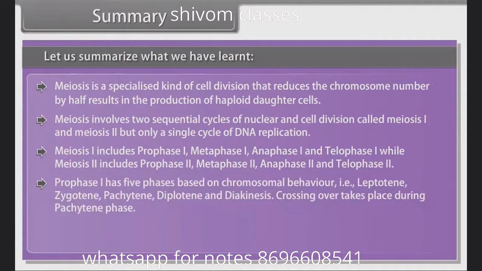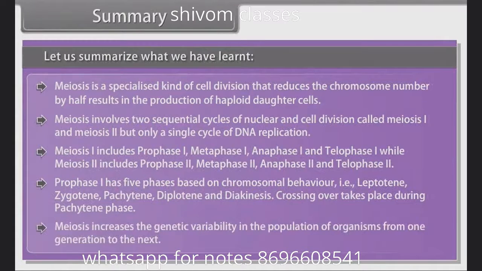Prophase I has 5 phases based on chromosomal behavior, that is, leptotene, zygotene, pachytene, diplotene, and diakinesis. Crossing over takes place during pachytene phase. Meiosis increases the genetic variability in the population of organisms from one generation to the next.